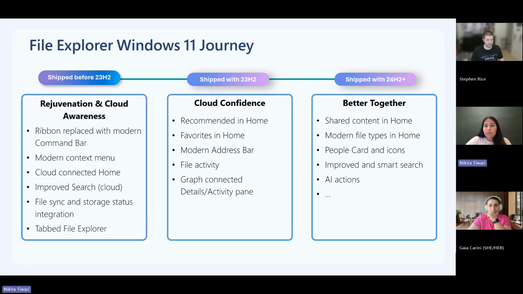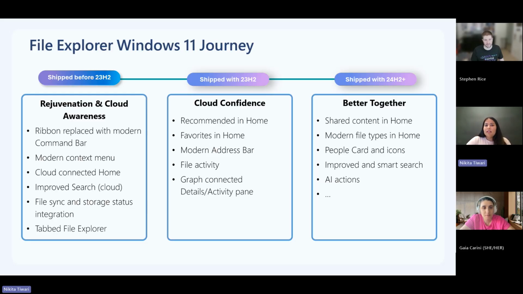So here's a quick view at the deep set of investments we've been making in File Explorer on Windows 11. We really started off before 23H2, building a rejuvenated, modernized File Explorer. Some of the features you might recognize from that time are the modernized command bar, a modernized context menu, Home becoming more cloud connected, improved cloud search, the sync and storage status flyout in the OneDrive locations, and tabs in File Explorer. And we'll touch on some of these features as we go in detail today as well.